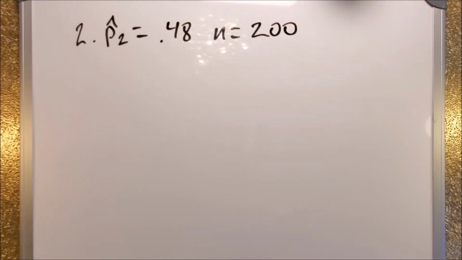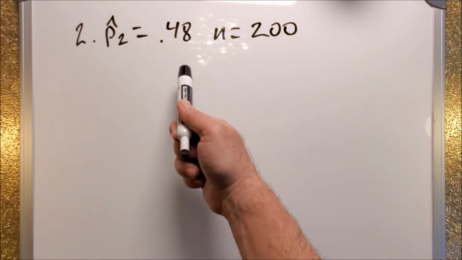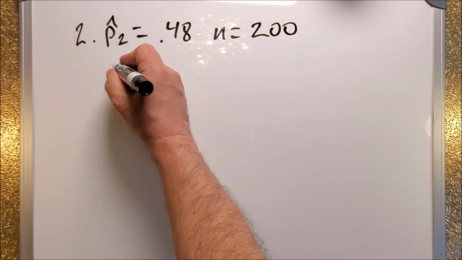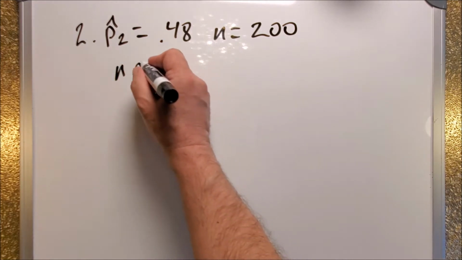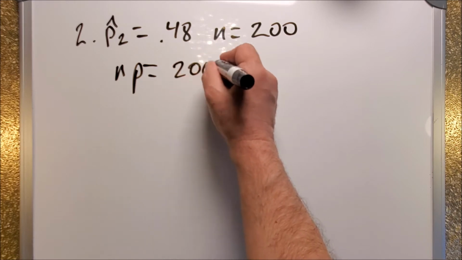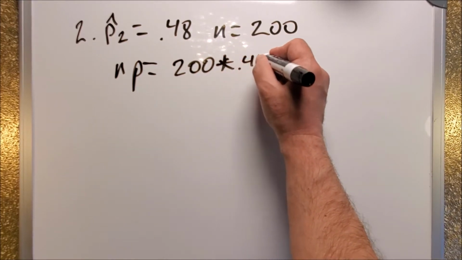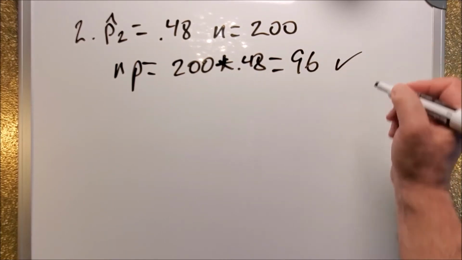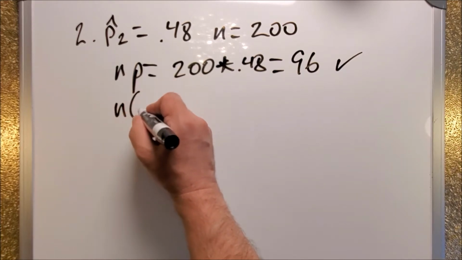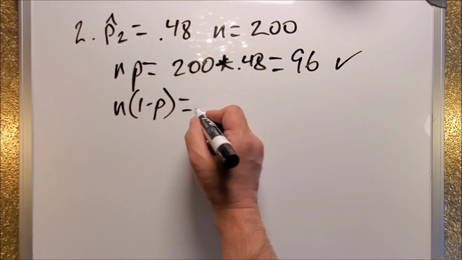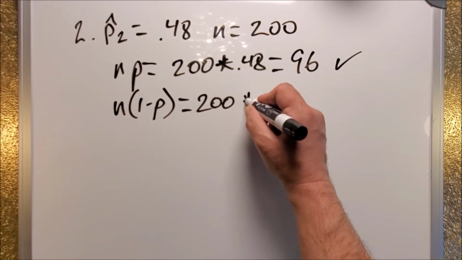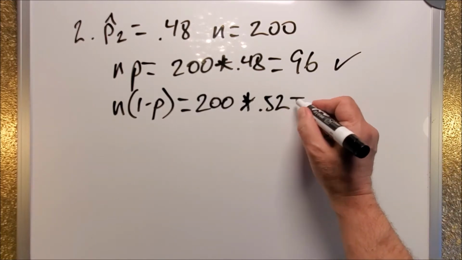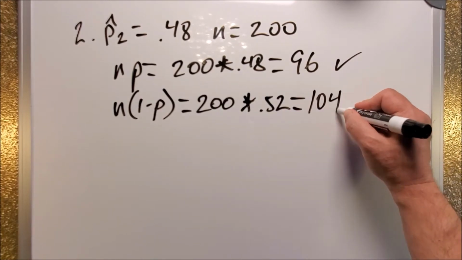For the second one, p hat was 0.48 and our sample size was 200. So it looks like we're probably in pretty good shape here. We're still going to check. np is 200 times 0.48, and that comes out to 96, so that's okay. That's equal to or greater than 10. n times 1 minus p is equal to 200 times 1 minus 0.48, which is 0.52. That's a 5, in case you're wondering. And for that, we get 104.